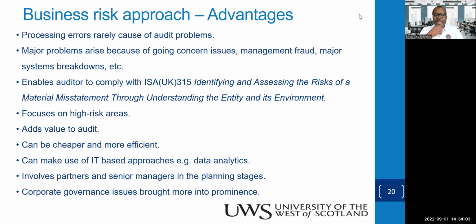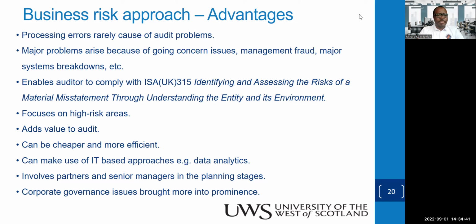Now, the advantage of conducting a business risk approach for our audit is that we reduce the chances of errors that may come up, or even the overall chance of issuing an inappropriate audit opinion. We reduce the audit risk to a bare minimum, okay? So processing errors are rarely a cause of audit problems, okay? They will normally be a rare cause of it if we have conducted our audit based on this business risk approach, okay?